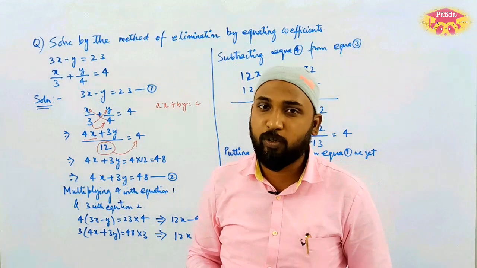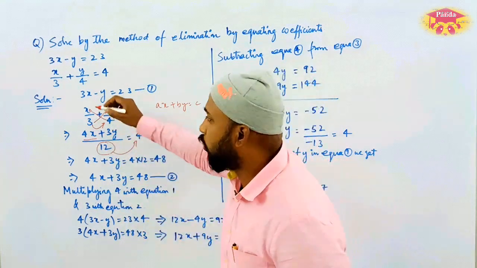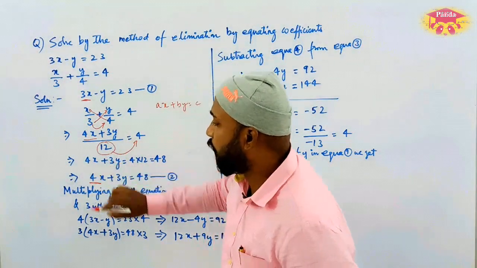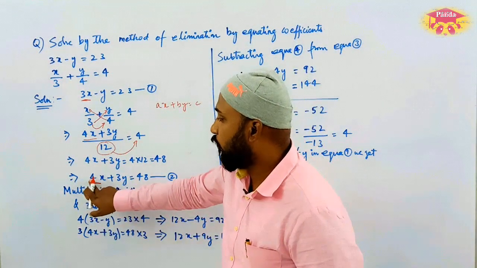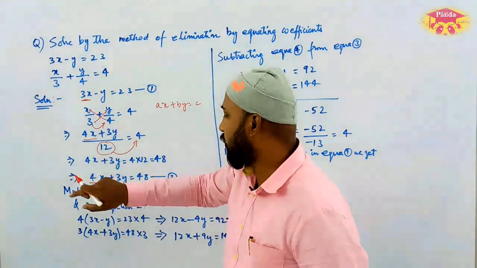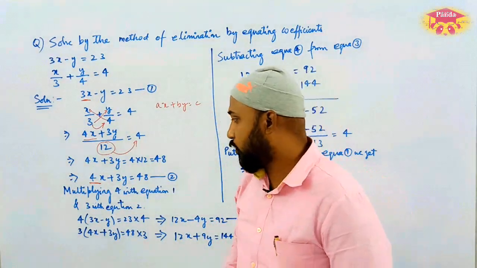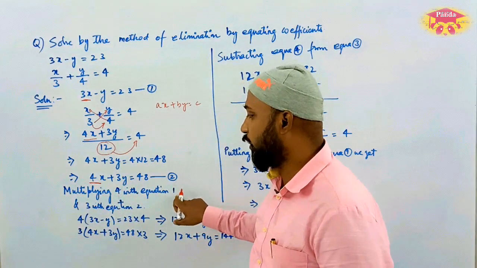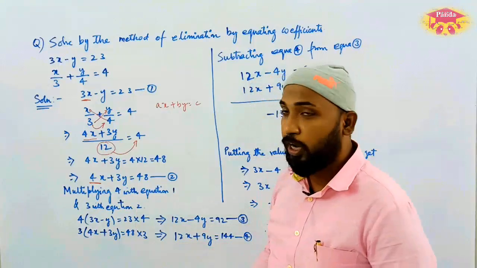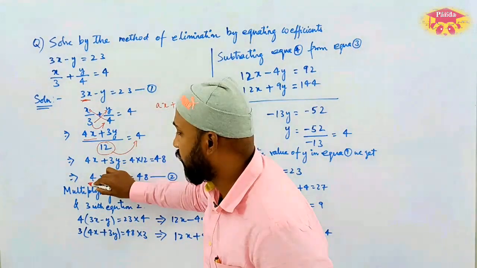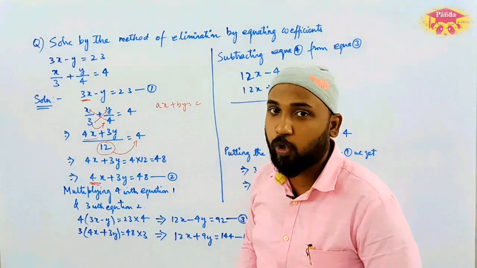As you know, we need to equate coefficients. Let's say we want to equate the coefficients of x, right? So in that case what we will do? 4 we will multiply with equation 1 and 3 we will multiply with equation 2. You see the same thing I have written over here. And why am I doing that? Because I want to equate the coefficients of x.